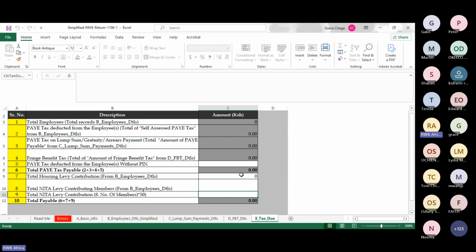So ensure if you're an employee or an accountant, you interact with this template so that you can be able to understand the changes that have been made. So that when it comes to filing, you don't experience any challenges. So that's it for the changes on the PAYE template.